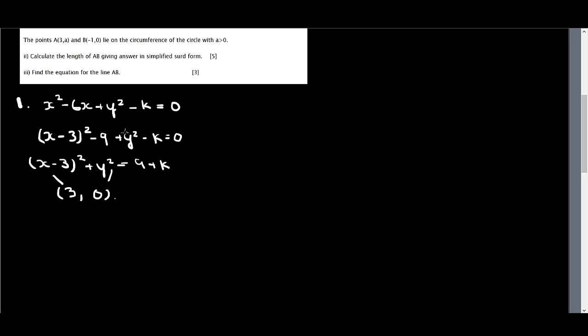So for the coordinates of the centre, we've got the x coordinate of 3 and the y coordinate of 0. Now to calculate k, we've got 9 plus k equals 16, and we get the 16 from r squared because we're given that the radius is 4, and that gives us k equals 7. So that's the first section completed. Section 2.